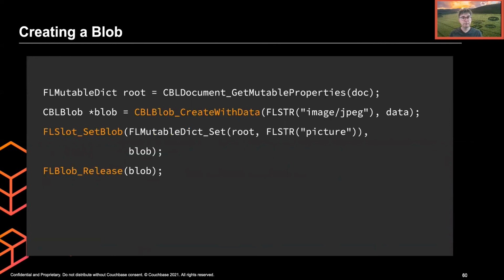On the other side, to create a blob, first we're going to create a document, and that's on the first line. We get the properties of a document as a mutable dictionary. We create a blob given the data, and you see the first parameter here is the MIME type of the data. Then we call FLSlot set blob on the dictionary with the picture property to store the blob. And then finally, since we created that blob, we have to release it to balance out the ref counts.